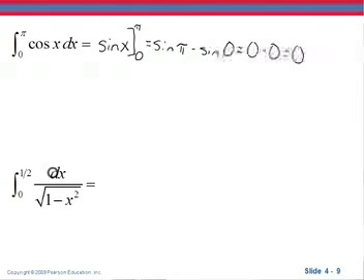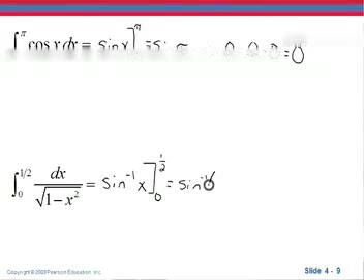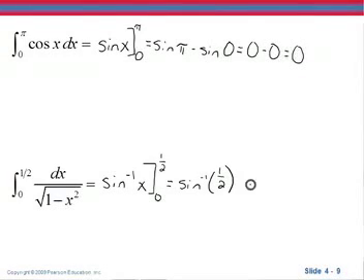Now let's look at the one at the bottom. We have the integral from 0 to 1/2 of dx over the square root of 1 minus x squared. If you look back to those antiderivative formulas, this is the derivative for inverse sine. The derivative of inverse sine of x is 1 divided by the square root of 1 minus x squared. We're going to take this between 0 and 1/2, which means we do the inverse sine of 1/2, and then you always subtract off the function value at the lower limit.